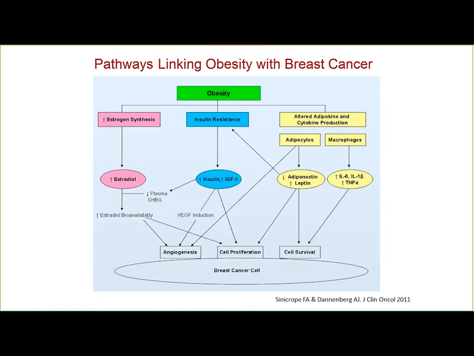This is a schematic illustrating some of the pathways linking obesity with breast cancer. In the obese, one sees increased estrogen synthesis, which can drive the development and progression of ER-positive breast cancer. Insulin resistance also occurs in the obese, and deregulated insulin signaling can also contribute to the development and progression of breast cancer. And one can see altered adipokine and cytokine production, which can also contribute to the pathogenesis of breast cancer. And today what I'm going to talk about more specifically is inflammation in the adipose, which intersects with each of these pathways.